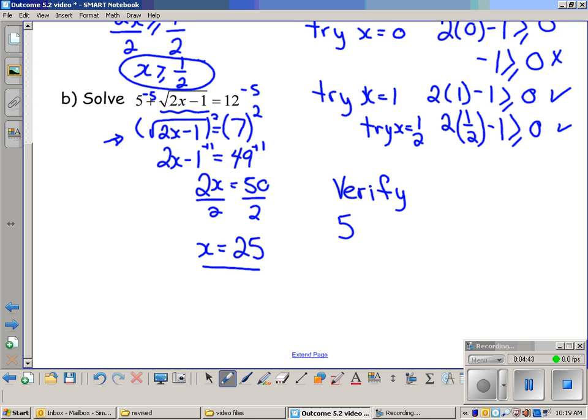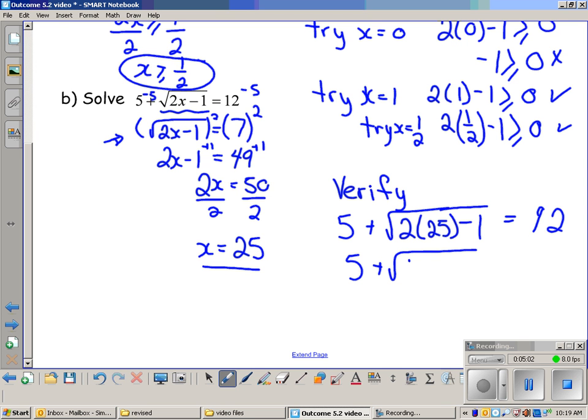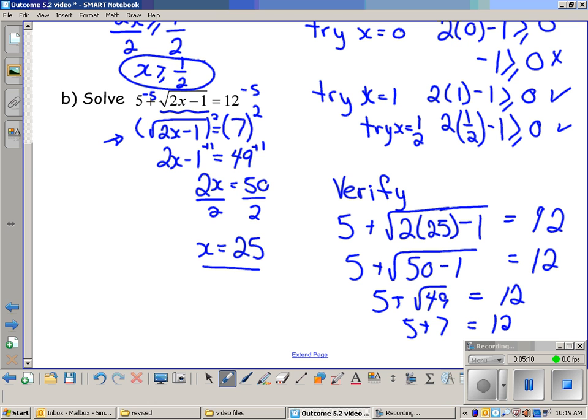So my original equation is 5 plus the square root of 2 times x. X is now 25. Take away 1, that's all under my root sign, has to equal 12. So 5 plus the square root of 2 times 25 is 50. Take away 1 needs to be 12. So 5 plus the square root of 49 equals 12. This becomes 5 plus 7 equals 12, which it does. Therefore, my solution is verified. We can express solutions as a solution set and show that the acceptable answer is 25.